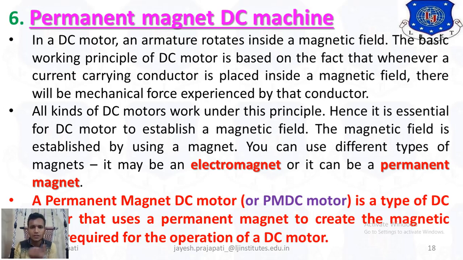It is basically a DC motor, but the field winding is not connected with an external DC supply; instead it has a permanent magnet. The magnet, that means the N or S pole, creates the magnetic field inside the rotor, and due to this magnetic field the armature will rotate. So that is the actual permanent magnet DC motor.